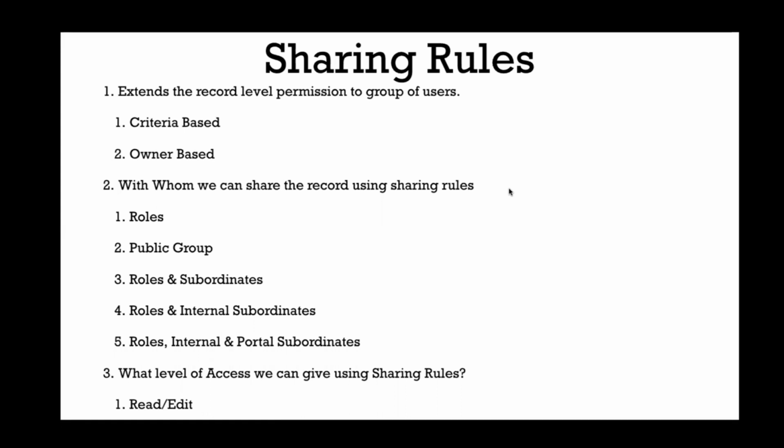The options are, we can share a record with a particular role. Roles are what we just discussed: CEO, CFO, senior VP, some kind of support roles, managers, senior managers, or developers. Then we have public groups. I'll walk you through how public groups work. Then we have roles and subordinates. That means if you have a role, and under that role you have some other roles, you can also share with them. Again, we have the option roles and internal subordinates, and then roles, internal and portal subordinates.